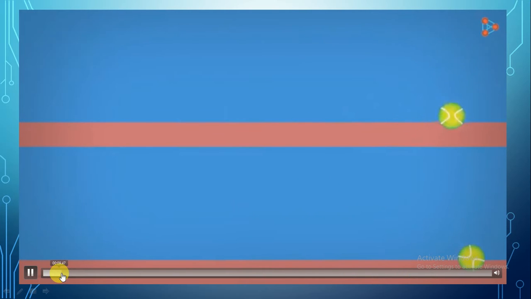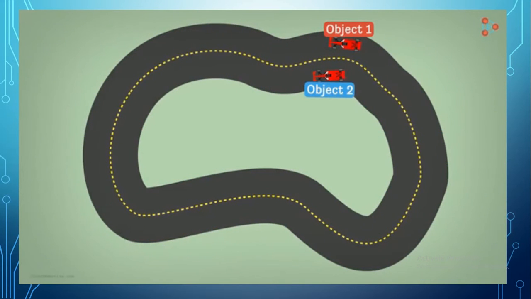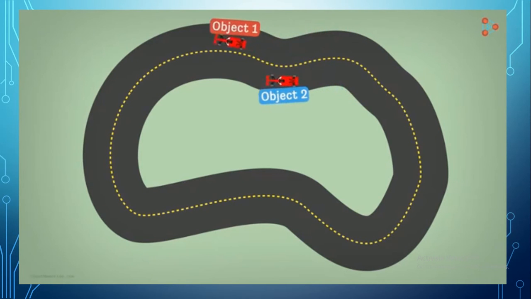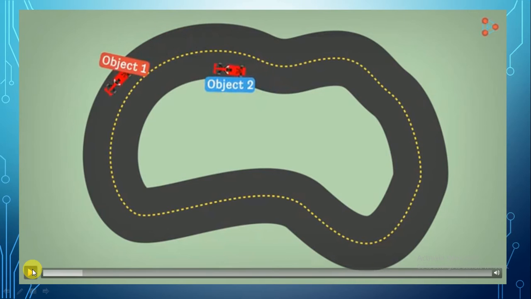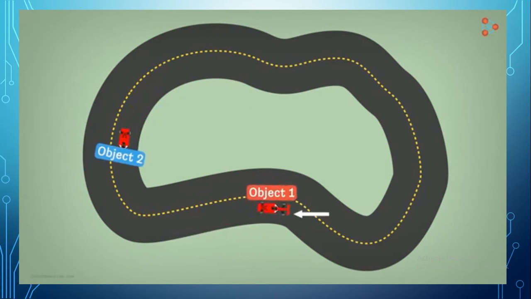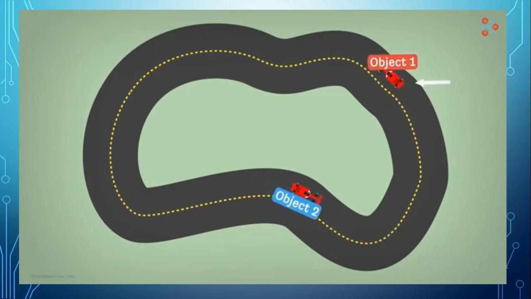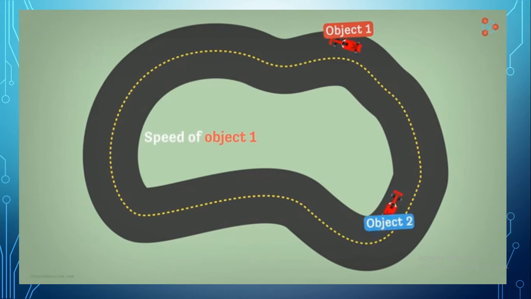Consider two objects, object 1 and object 2, both moving along the same path. Just by looking at their motion, can you tell me which one of them is moving faster? Which one is moving faster? Object 1. Good job. Okay, let's continue. Clearly, this one is moving faster. In comparison to object 1, object 2 keeps lagging behind. Hence, we say that the speed of object 1 is more than the speed of object 2.